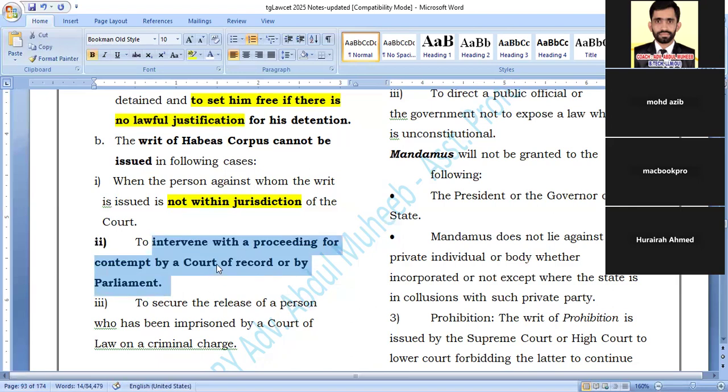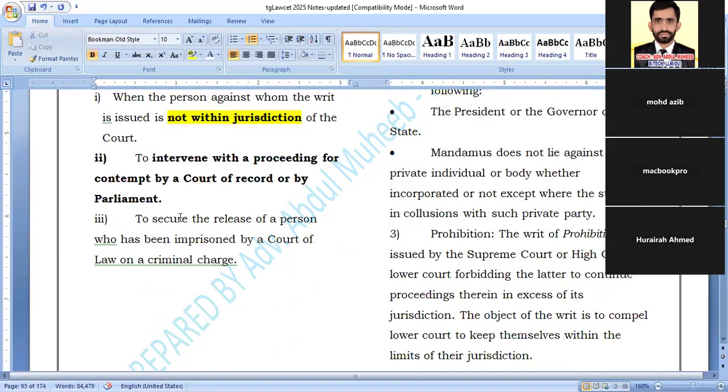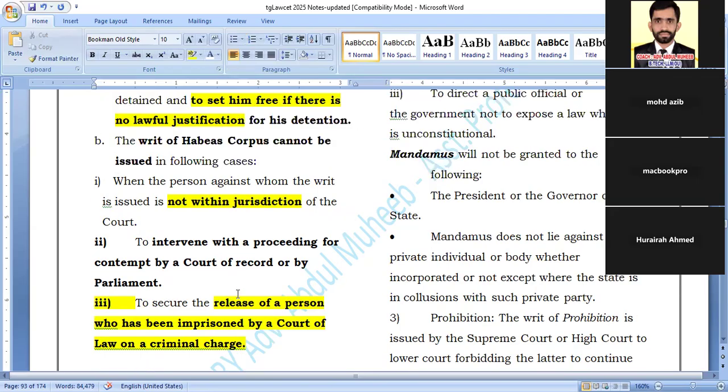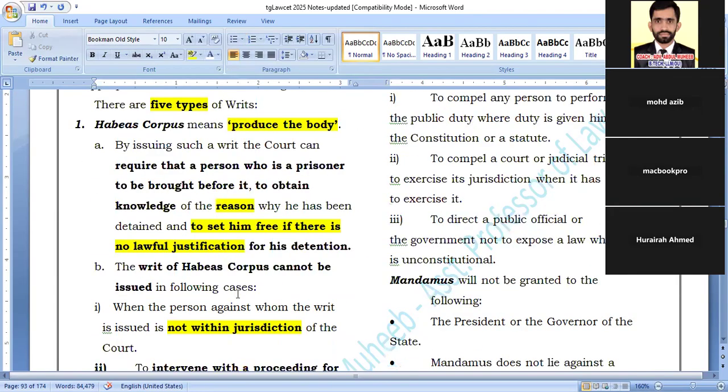Next. To secure the release of a person who has been imprisoned by a court of law on a criminal charge. If the court of law itself has sent him to jail, then this writ cannot be issued. Okay? So this is habeas corpus.